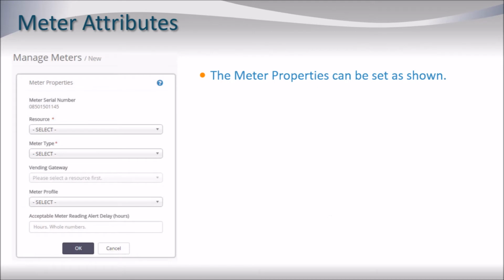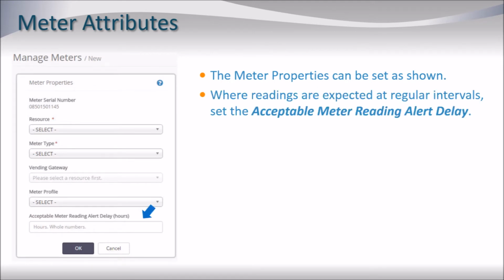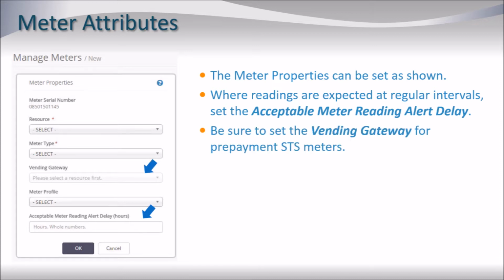If using the Meter Properties window, it will pop up as shown. Where readings are expected at regular intervals, set the acceptable meter reading alert delay. This will create an alert if a reading has not been received based on this property. Be sure to set the vending gateway for prepayment STS meters, then click on the OK button.